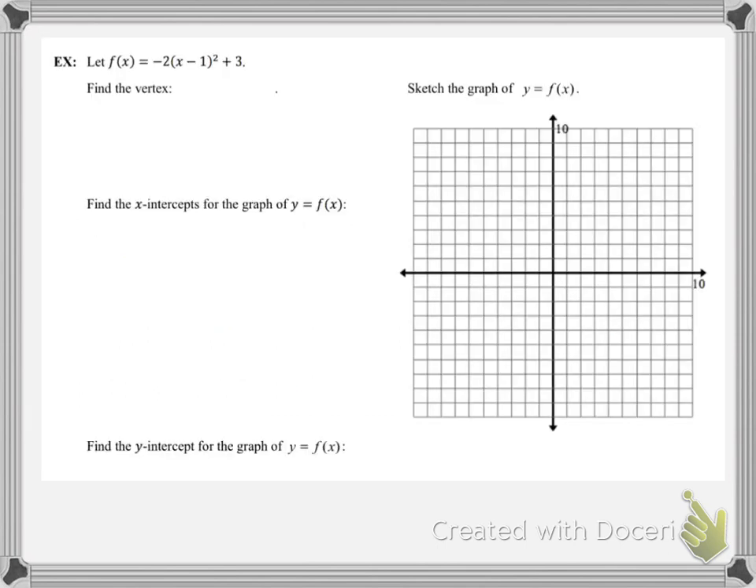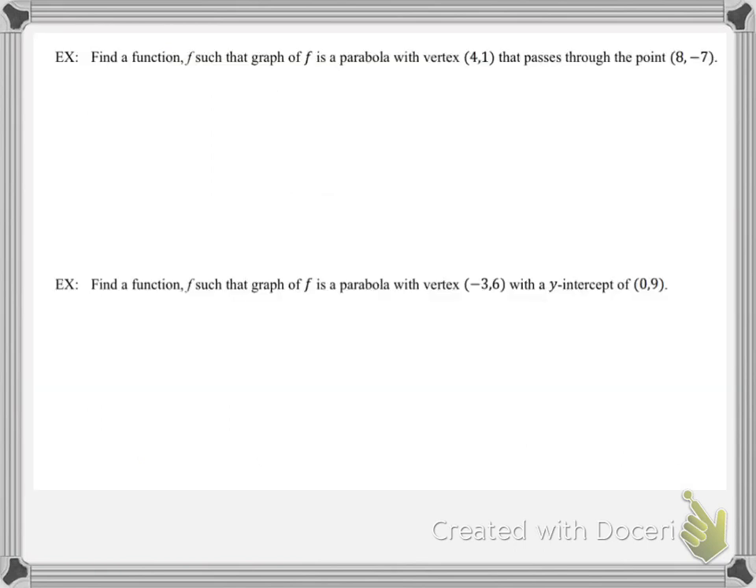Okay. We're going to skip this one because it's basically the same as what we just did, so that we have time to do these guys. So here we're given characteristics of the graph, and we want to write a function. The first thing I notice is that I'm given the vertex.